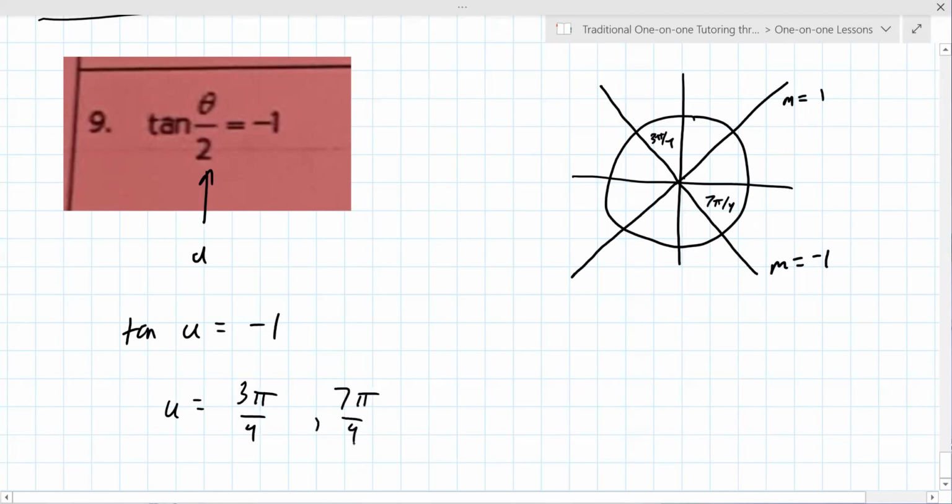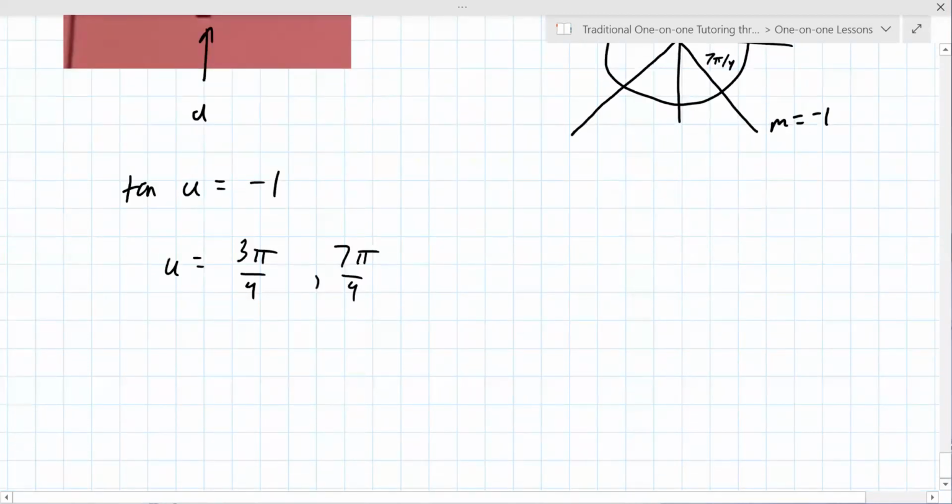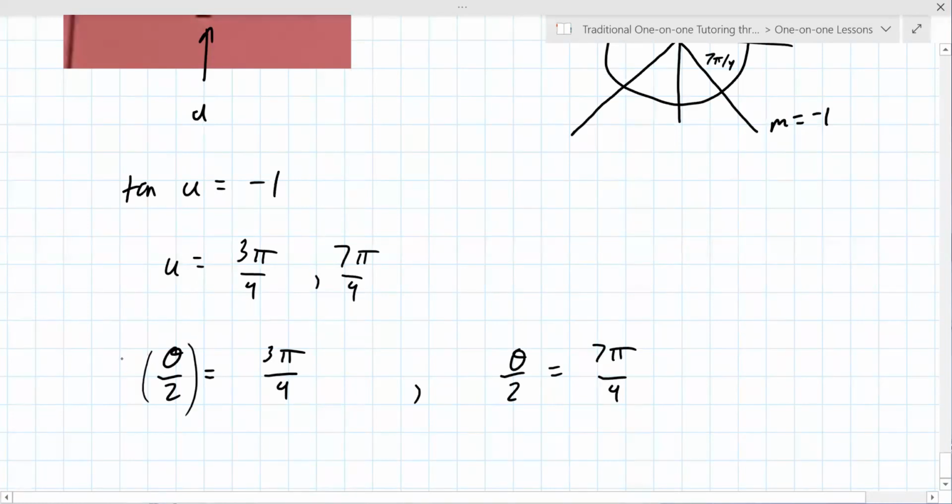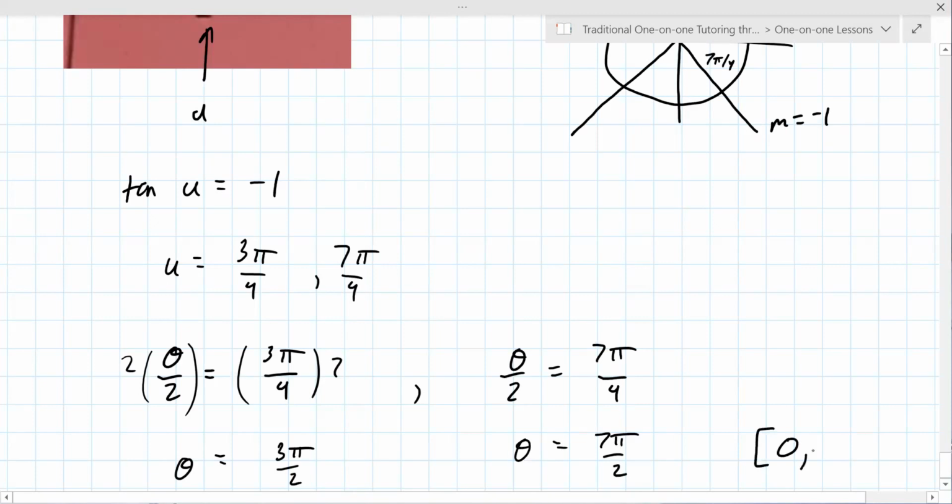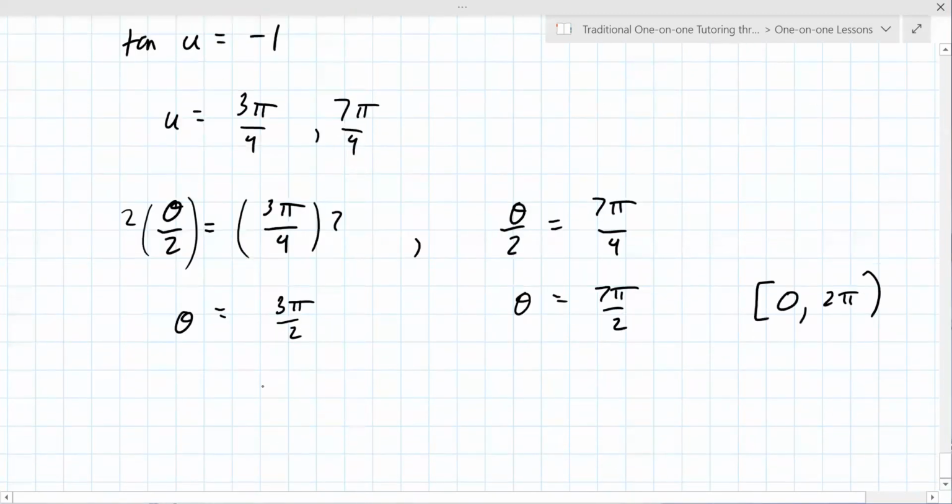But again, like the last problem, you have to go back, and u is really theta over 2. And if it's more comfortable, you could separate them and make it like this. It's really 2 equations. So you multiply by 2 on both sides, and you get theta equals 3 pi over 2. Theta equals 7 pi over 2. And remember the question, are these in the interval? The answer is this one is yes, but this one is not.